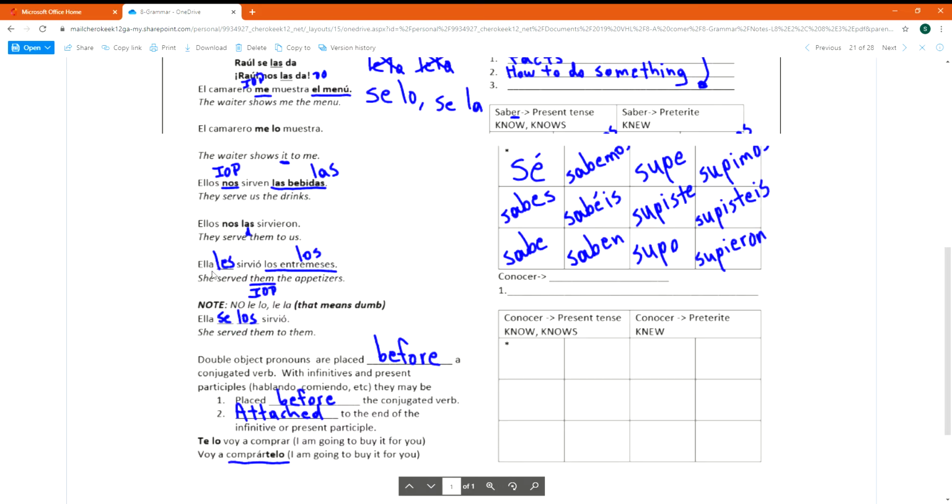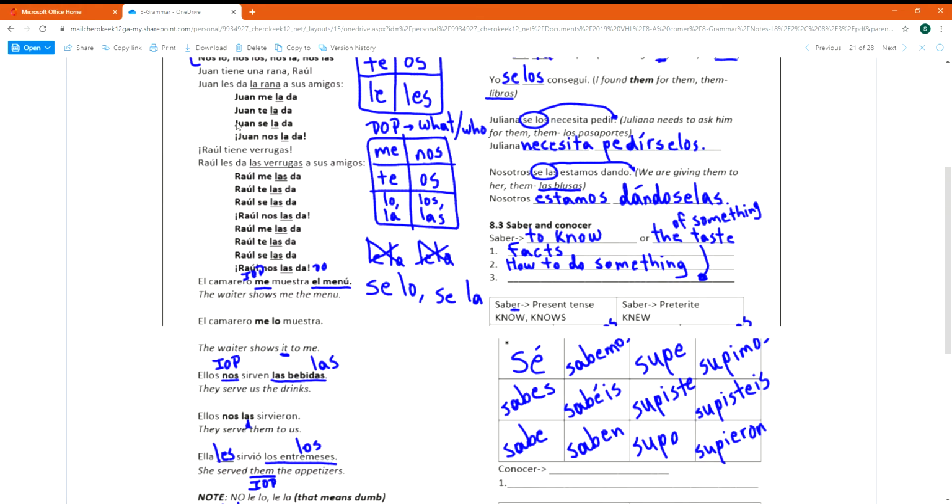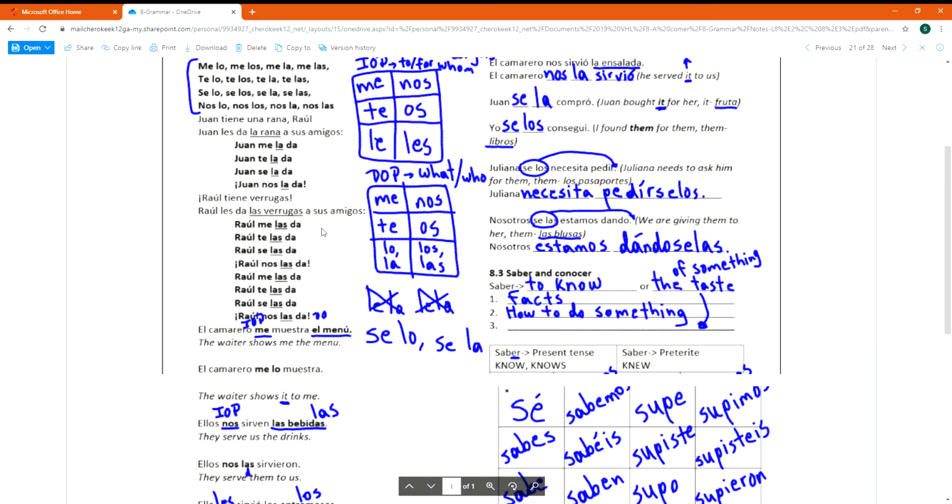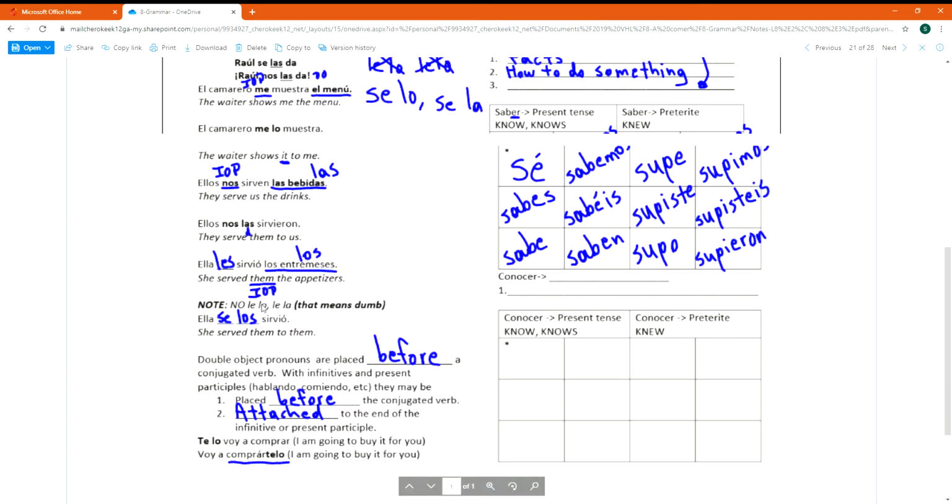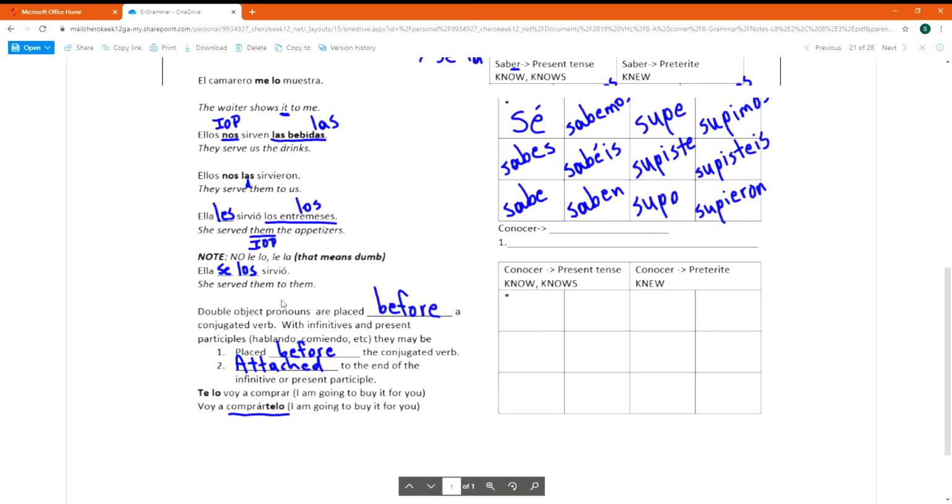Okay. Then let's try an example where we have to make the change so that we say celo, celas, and so on. Okay, so ella les sirvió los entremeses. She served them the appetizers, right? So les is the indirect object pronoun. Okay. Now, if I want to simplify it and say it, she served them to them, the thing she served still refers to los entremeses.